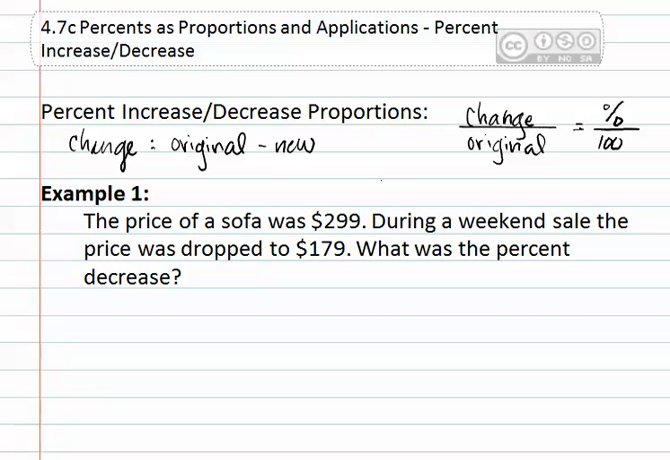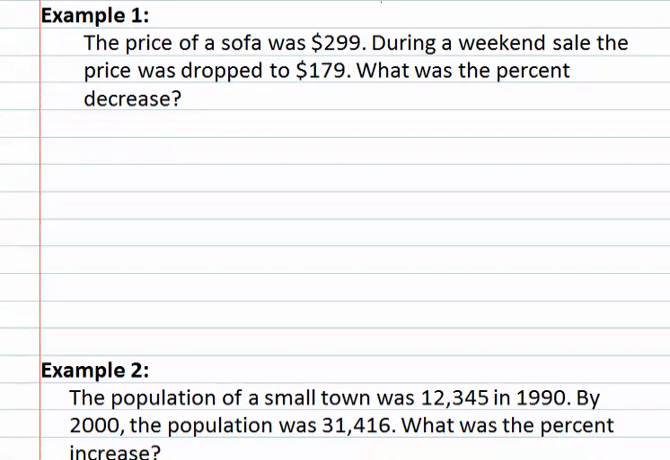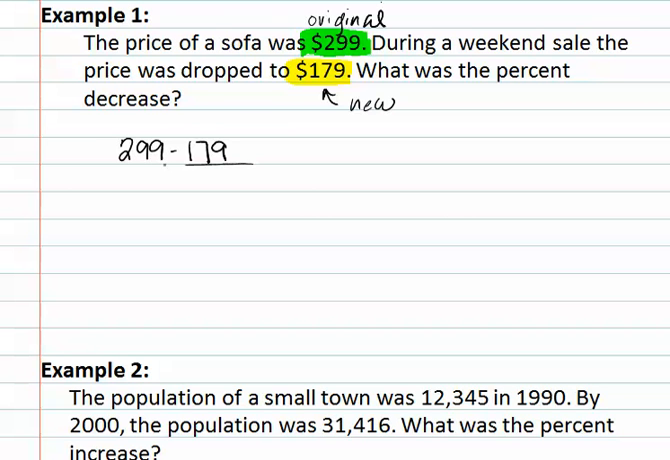Let's look at example 1. In example 1, it says the price of a sofa was $299. This is our original. It says during a weekend sale, the price was dropped to $179. This is our new price. What is the percent decrease? Remember, it was the change over the original. The change would be 299 minus 179 over the original 299 equals the percent, which I'm going to use a P for, over 100.